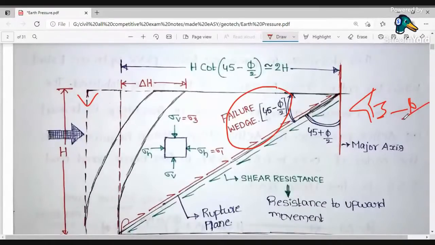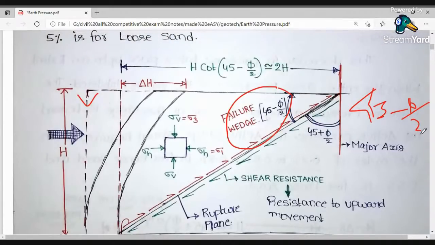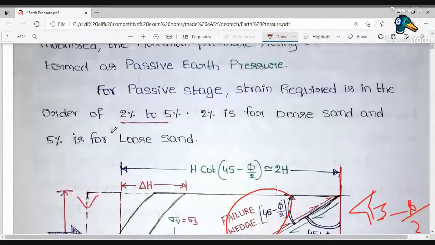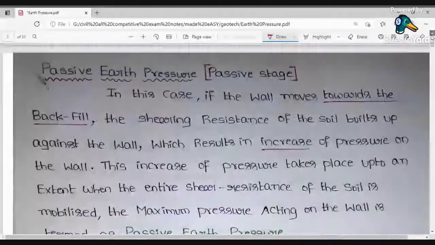First thing is that in case of active stage, the failure wedge forms at an angle 45 degree plus phi by 2. In the second case, the failure wedge forms at an angle 45 degree minus phi by 2 in case of passive. And here the strain amount is also different. You have to remember that strain amount also.